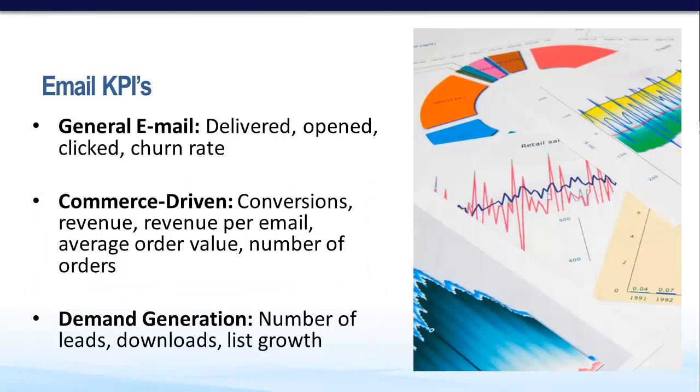For example, the Dyson campaign that we use as an example in this course is commerce driven. So what we're interested in is things like conversions, how many people bought on the website, revenue generated, how much money did this campaign directly make, and things like revenue generated per email. So how many emails did we send and how much per email did we make on that particular campaign.